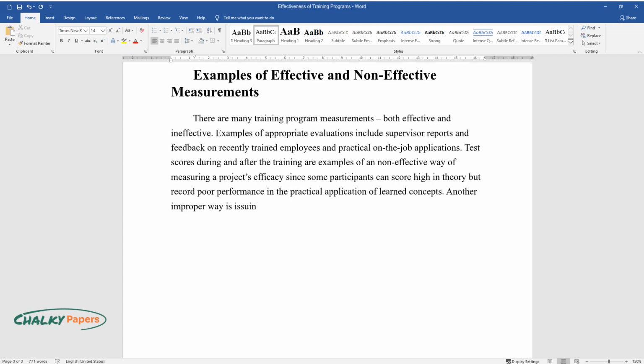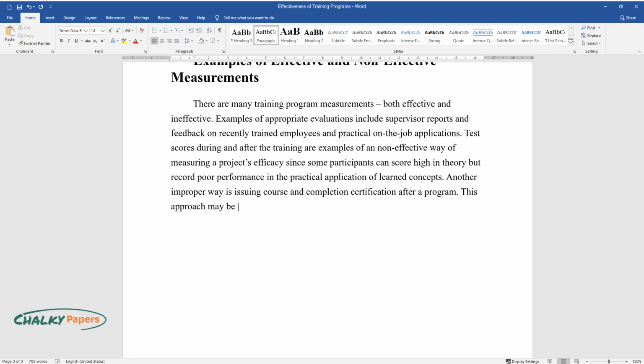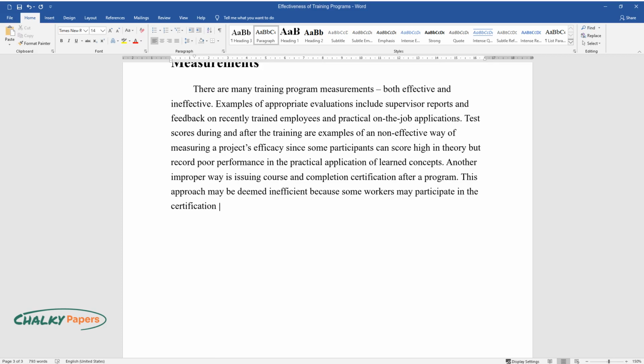Another improper way is issuing course and completion certification after a program. This approach may be deemed inefficient because some workers may participate in the certification program instead of skill development and improvement.